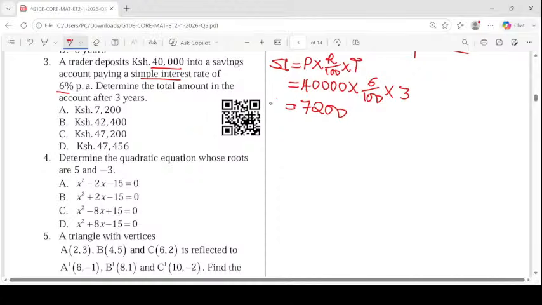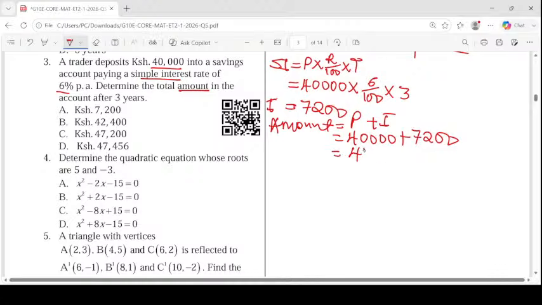7,200. So this is the interest earned on top of the 40,000. Now, because the question is asking the amount, you need to know that amount is equivalent to the principal plus the interest. Our principal here is 40,000 plus the interest of 7,200. This gives you an amount of 47,200 Kenyan shillings.